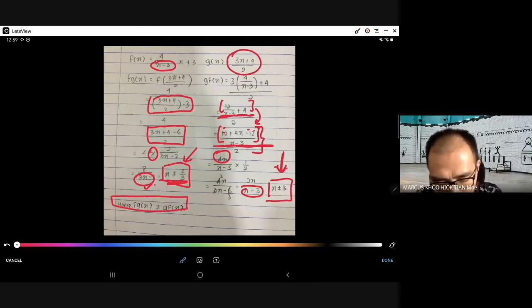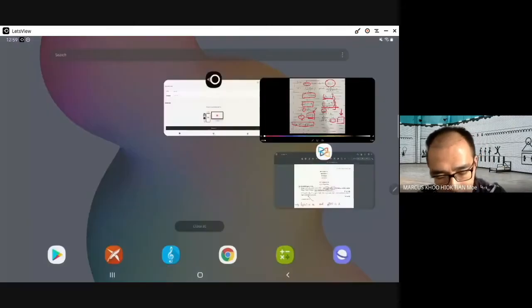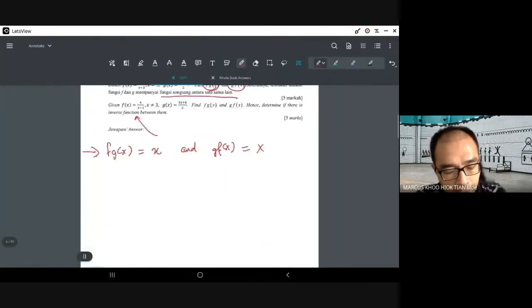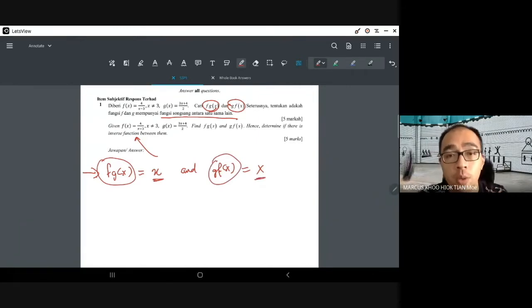I may not have been very clear about my explanation just now. What I want to say is, if f and g are inverse functions of one another, when you find fg, you should get x. The final answer should be x. And when you find gf, it must also be equal to x. Both of them have to be equal to x in order for them to be inverse functions of one another.